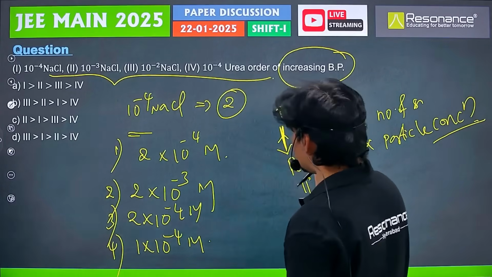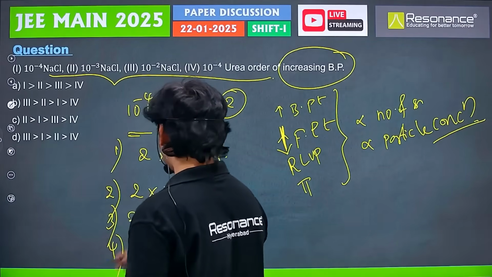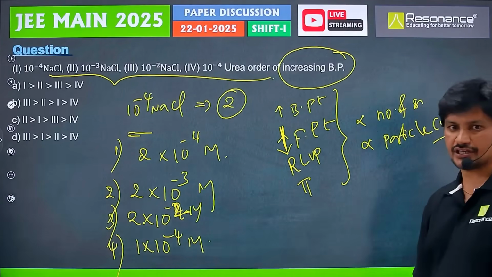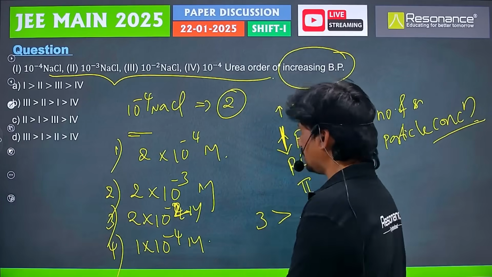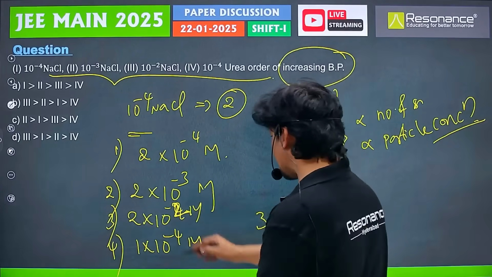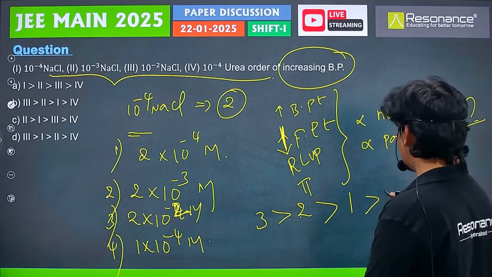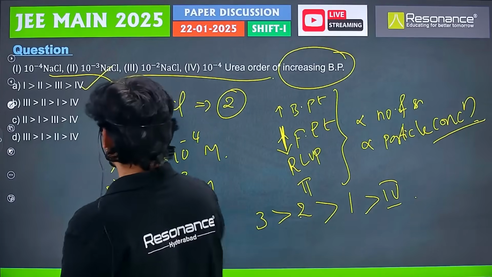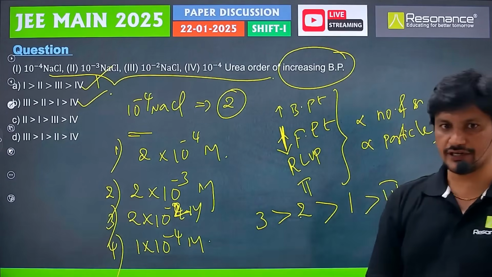Then what is the order? The third option is not 10 power minus 4, it is 10 power minus 2. The highest particle concentration has the highest boiling point, so the third one is highest. After that the second, then the first, and then the fourth one. Then the answer is B. B is the correct answer, right?